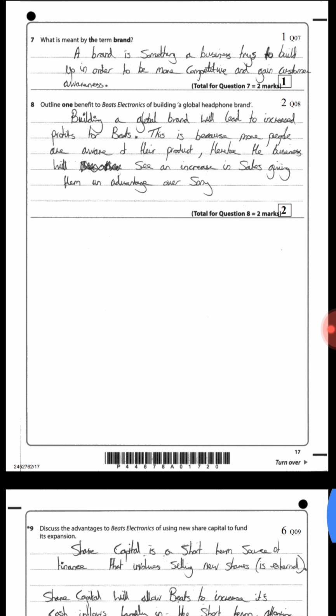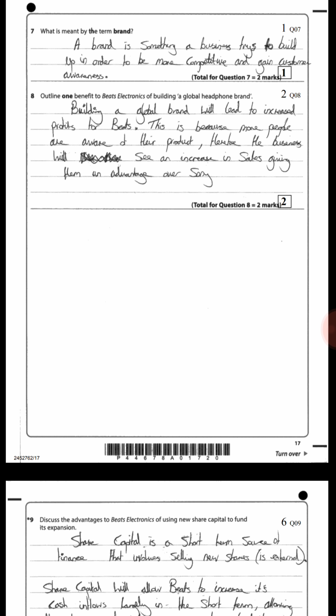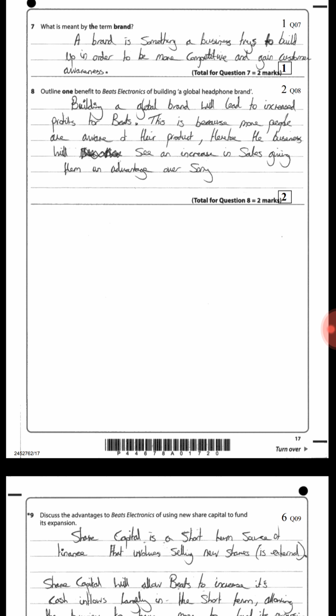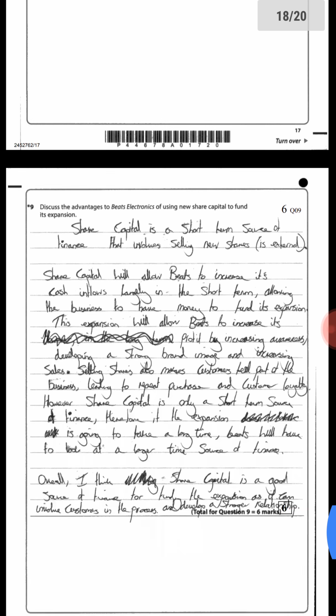Building a global brand will lead to increased profits for Beats. This is because more people are aware of their product. Therefore, the business will see an increase in sales, giving them advantage over Sony. So the word here is the fact it's a global brand. So therefore, more people around the world will see the headphones and therefore may want the headphones.